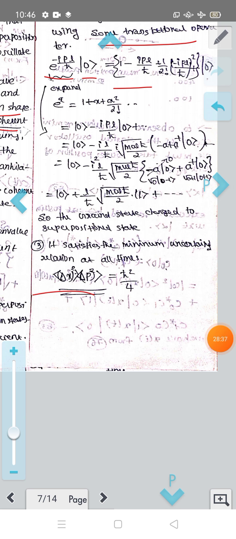In the next section we are discussing Schrodinger's wave equation. So in this section we studied the time development of the oscillator.